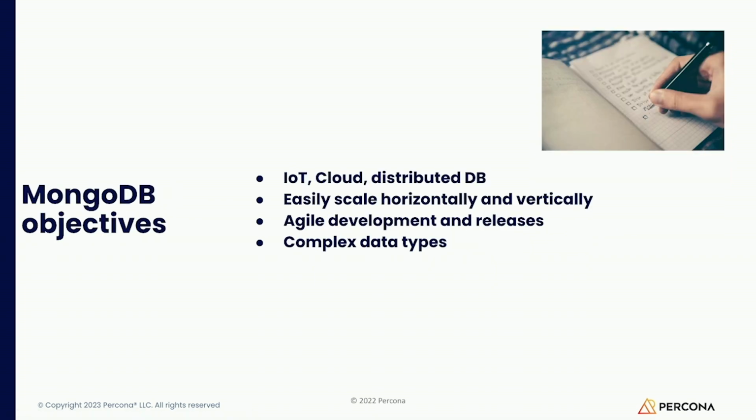The objectives when MongoDB was developed were to be a database that could be good for a cloud environment, distributing things, or an Internet of Things use case, that you could easily scale both horizontally and vertically, and to develop a database that is good for agile development scenarios or methodologies, and that is able to also represent data types that don't exist within the JSON specification.